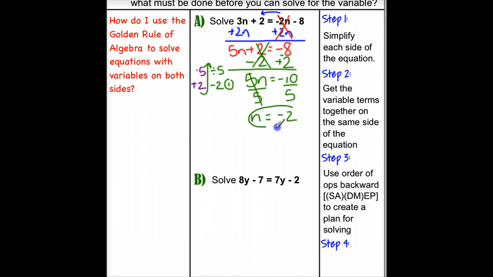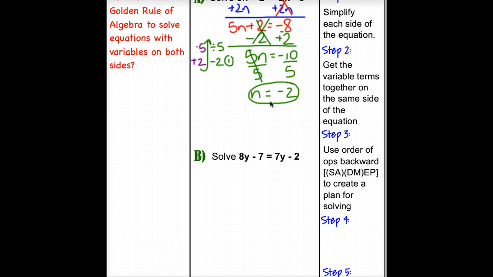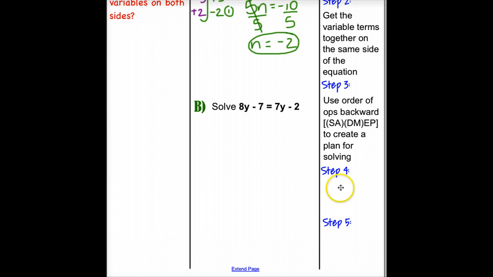We should be remembering to check, so we're going to do a quick check in our heads. 3 times negative 2 is negative 6. Negative 6 plus 2 is negative 4, so I'm going to jot a negative 4 up top. Negative 2 times negative 2 is positive 4. 4 minus 8 is negative 4, so we know that it checks out. Then to fill out the rest of our steps with step 4 and step 5: step 4, we're going to use that golden rule of algebra to cancel the operation, followed by step 5 being to repeat steps 3 and 4 as necessary to get our solution.